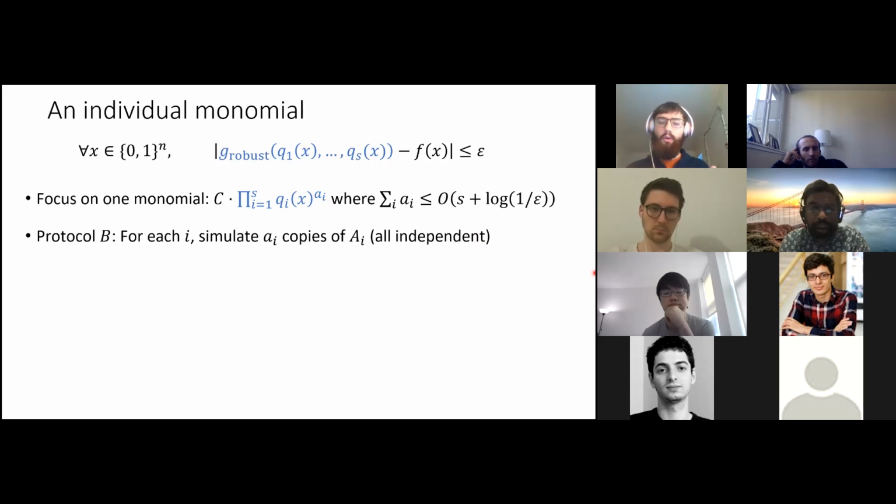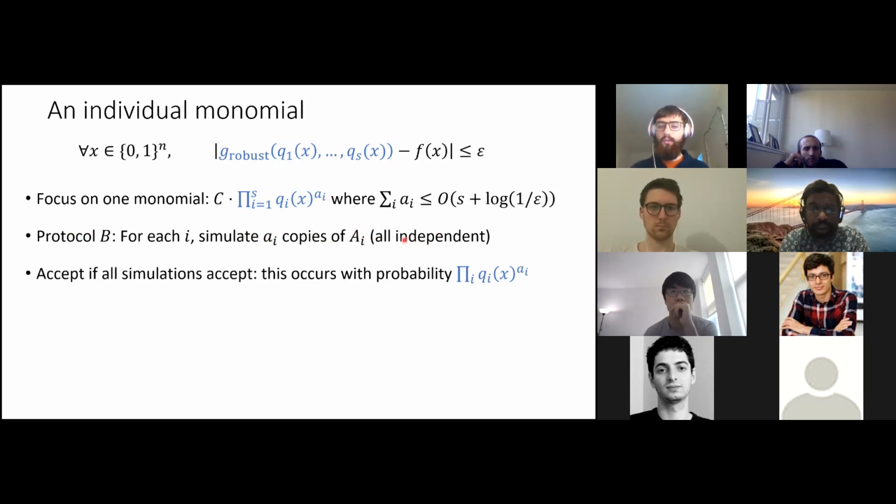Okay, so this new protocol B says simulate the AIs a bunch of times independently. We simulate many little AI copies of big AI. And then protocol B takes the AND of all those answers. It accepts if all the simulations accept. That way, protocol B has acceptance probability exactly this quantity that we're trying to fool. The acceptance probability of B is exactly the product over I of Qi of X to the AI.